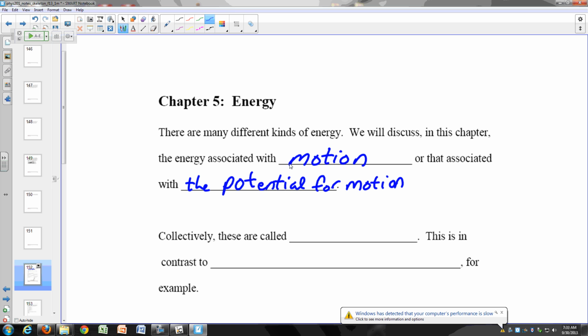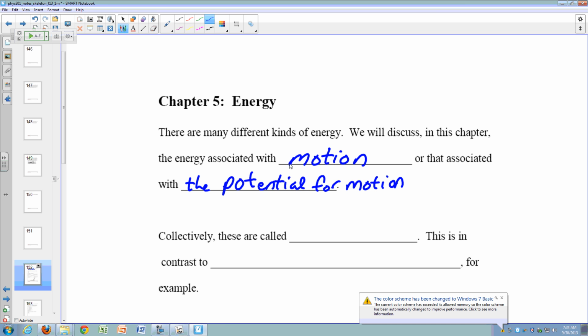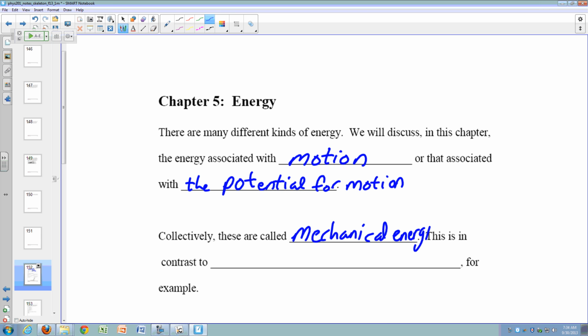That is, if I have something that's affected by gravity, then it has the potential for motion. But obviously there are other types of potential energy, like electric potential energy, chemical potential energy, a number of different others. Collectively these are all called mechanical energy. And this is in contrast to other types of energy, thermal, nuclear, electrical, which we'll talk about later in the course, at least the thermal, and then the electrical we'll talk about next semester.